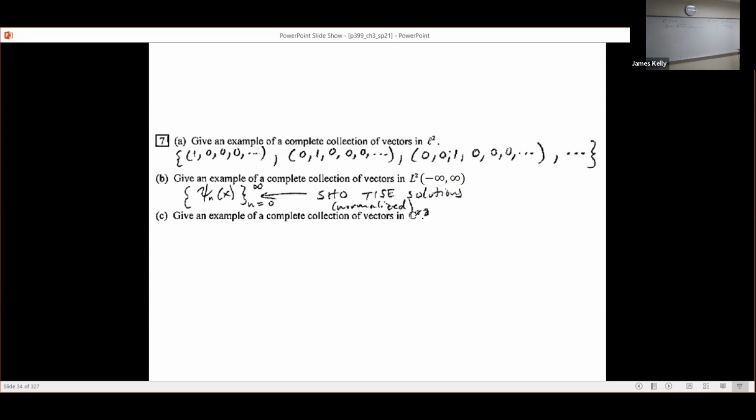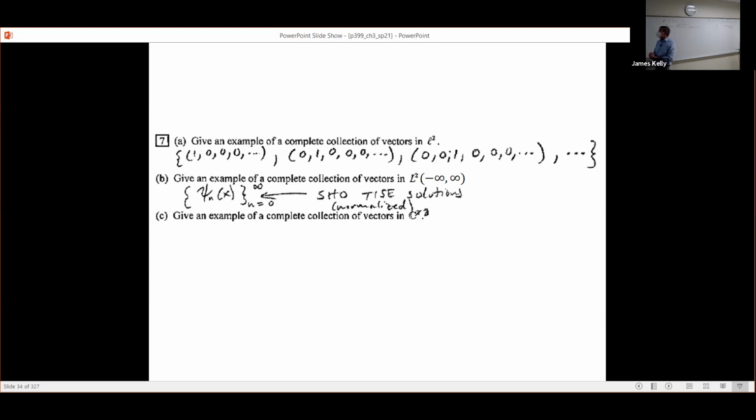That would be kind of like the infinite square well one, where certainly the infinite square well TISE solutions are not going to be a complete set of functions for square integrable functions on the whole real number line, because those functions are all 0 outside of where the well goes to 0. But they would be considered a complete set of functions on the range from 0 to a. What about for the complete real number line?